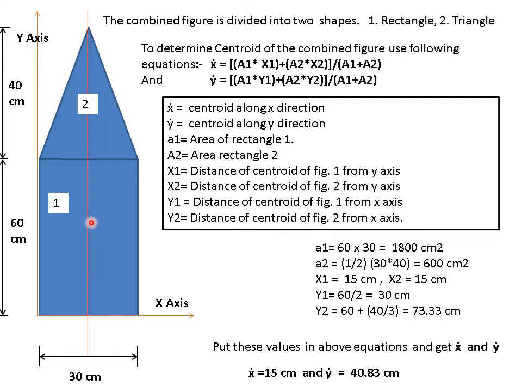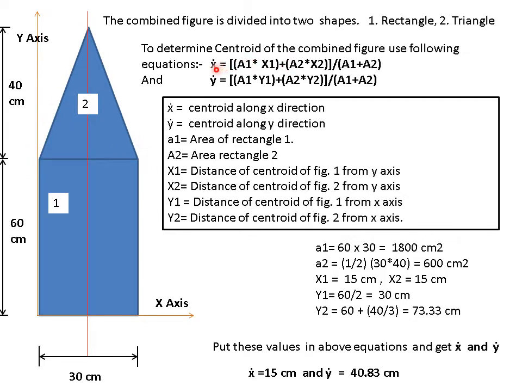Now here it is a combination of a rectangle and a triangle. This triangle is particularly an isosceles triangle having these two sides equal. This triangle is placed on the top of this rectangle. Here you have to find out x bar and y bar, that is the centroid of this combined diagram. For simplicity, I am dividing this diagram into two figures. First is this rectangle and second is this triangle.